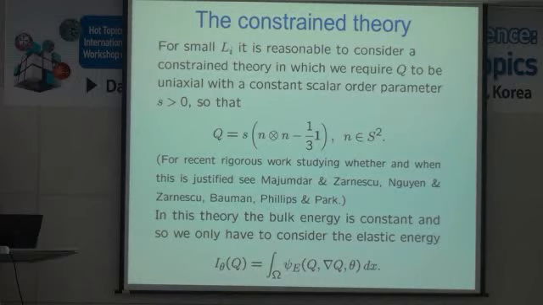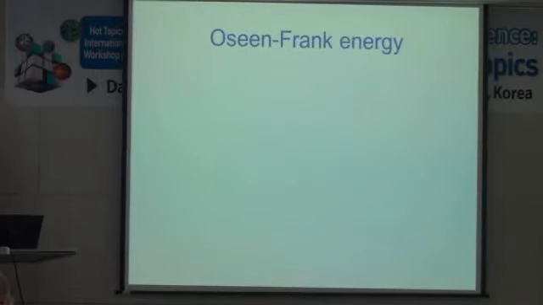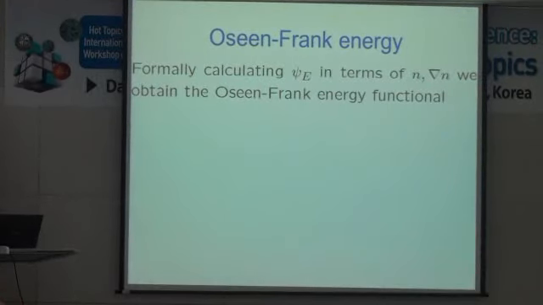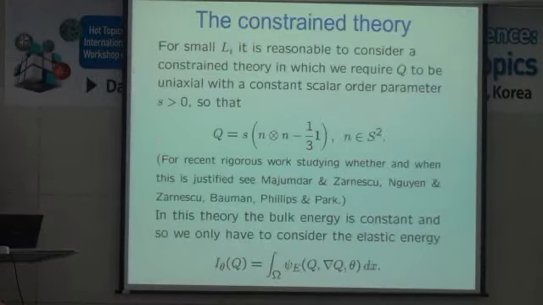elastic energy. And there's various fairly recent works, in particular by Apala and Argyro Zarnescu, which study, in some sense, this limit as the Li goes to zero with the aim of justifying such a theory and saying other things too. Okay, now, so if you use this constraint theory, then what do we have? We have a formula for Q in terms of n.